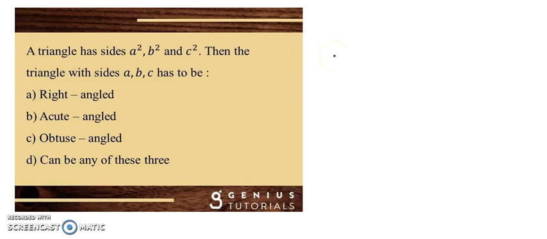So let's start with this question. In this it is given that a triangle has sides a square, b square and c square. So if three sides of a triangle are given, then we can say that a square plus b square should be greater than c square, or b square plus c square should be greater than a square. This is the triangle inequality: the sum of two sides should be strictly greater than the third side, not equal to.